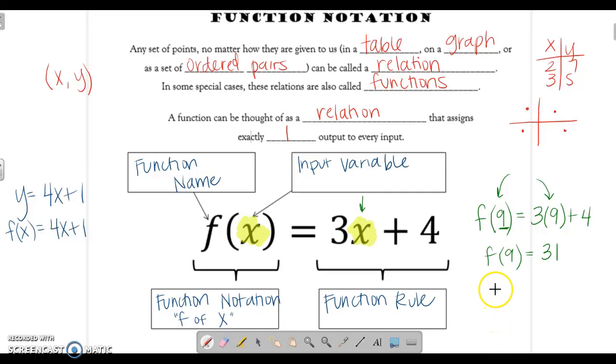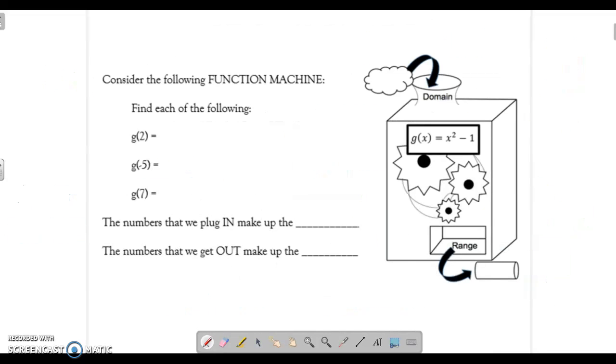And this is really where function notation is helpful. In this particular notation, you can see at the same time the input and the output. So I can see an input of 9 got us an output of 31. So a lot of times you're going to see functions kind of referred to as a function machine.